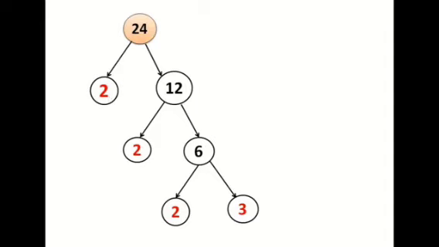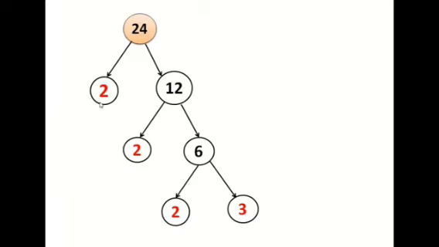Now you can ask one question: why did I take 12 as 2 sixes? Can't we take it as 3 fours? Yes, you can take it as 3 fours. In the same way, 24 also can be split in different ways. So when doing a factor tree, we can split the number in different ways. There are many options, you can choose any one. It doesn't matter, but finally the final factors will be the same.